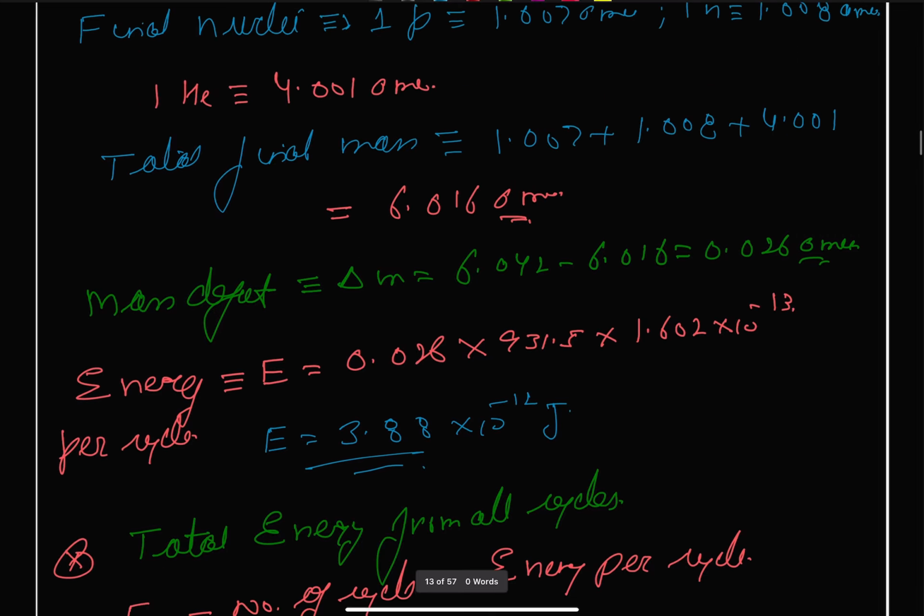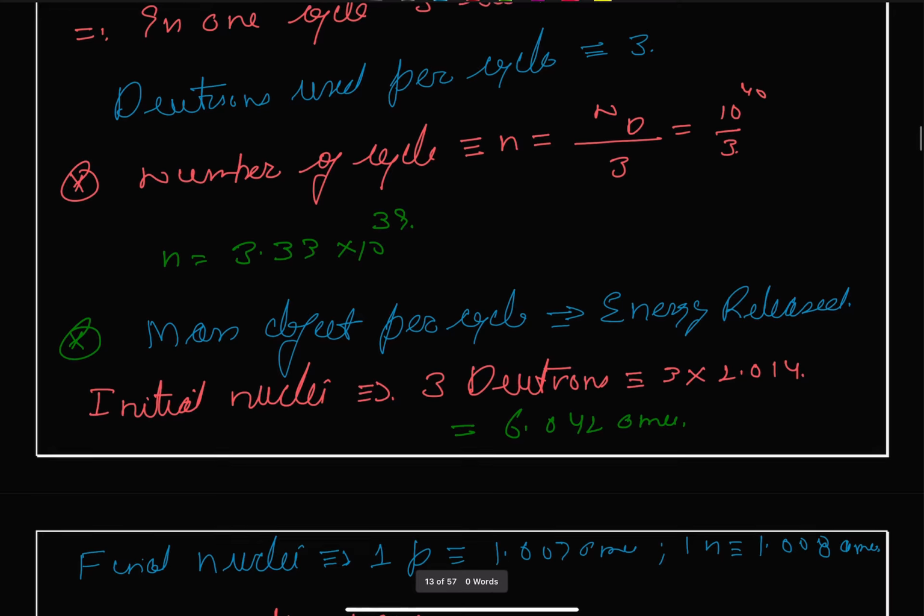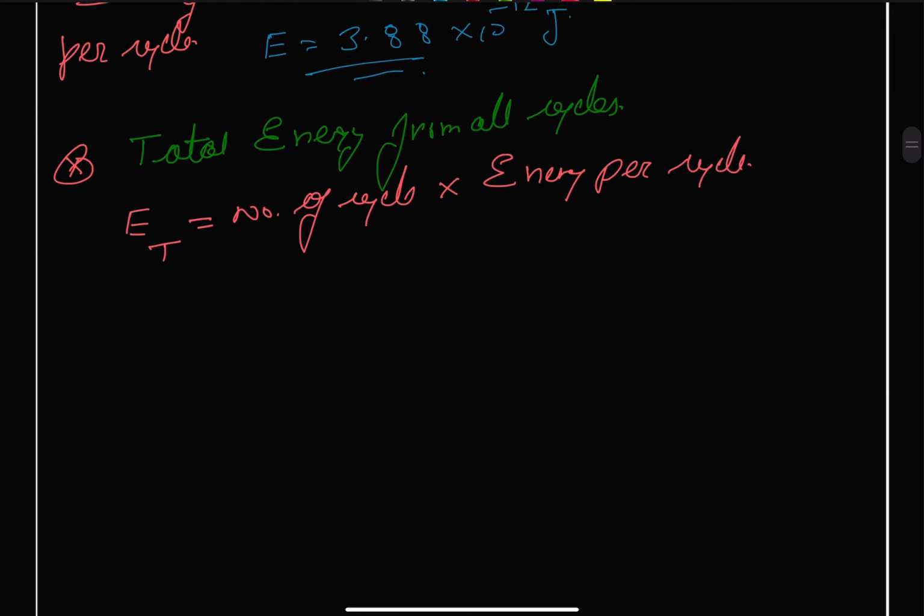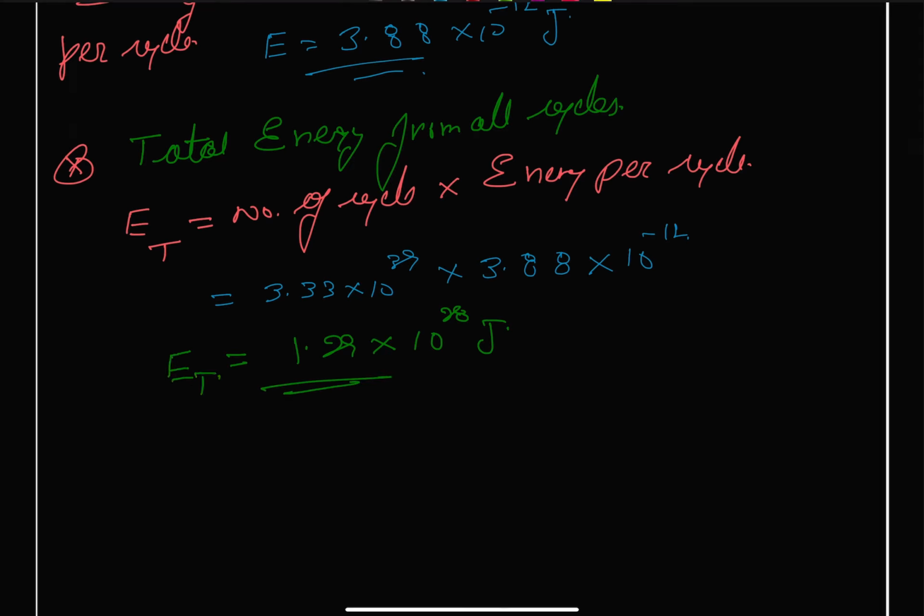Number of cycles is 3.33 into 10 to the power 39. So this comes as 3.33 into 10 to the power 39 multiplied by 3.88 into 10 raised to power minus 12. So we get our total energy approximately equal to 1.29 into 10 raised to power 28 joules. So this is our total energy, and we need to find out the time.